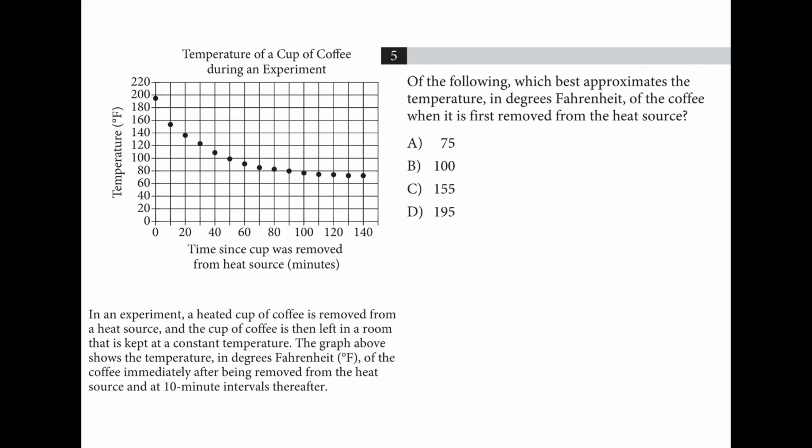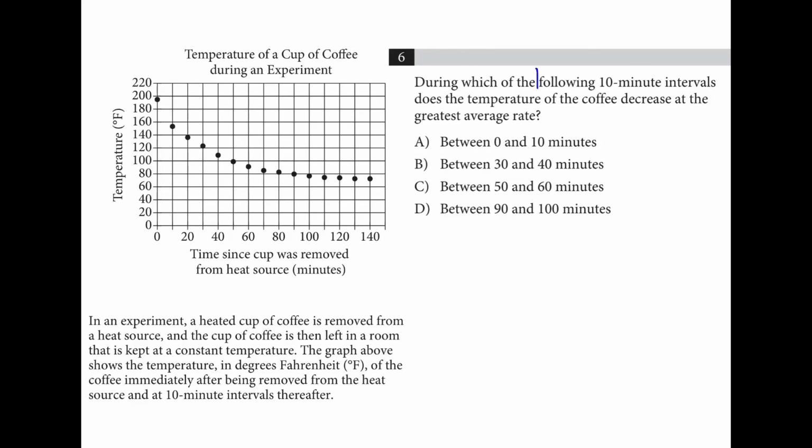So at 0, we're around 190 degrees, maybe almost 200 degrees. The next point down here is 10 minutes later. So as we initially take it off of the heat source right away, it's going to be close to 195. During which of the following 10-minute intervals does the temperature of the coffee decrease at the greatest average rate? Well, it looks to be those first 10 minutes that have the sharpest drop.